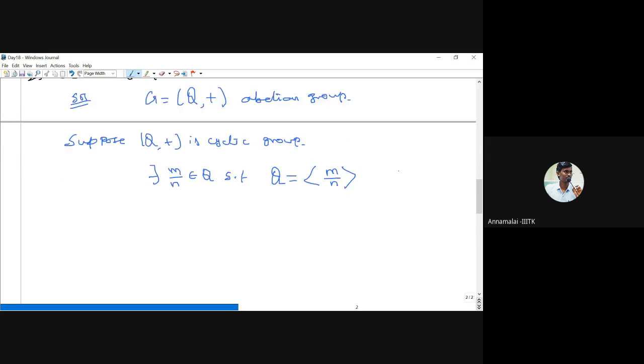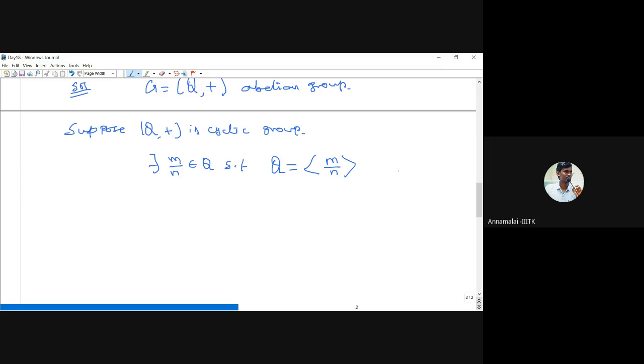That means if you take any element of Q, it should be a multiple of m by n. That is the definition of a cyclic group. If the operation were multiplication, it would be a power of this element, but this group is with respect to addition. So any element in Q should be an integer multiple of m by n. In particular, I am taking 1 by 3n, where n is a natural number, so n is non-zero. Then 1 by 3n is also a rational number.